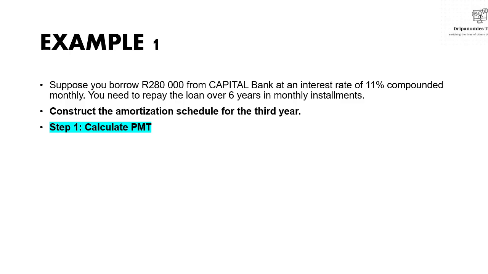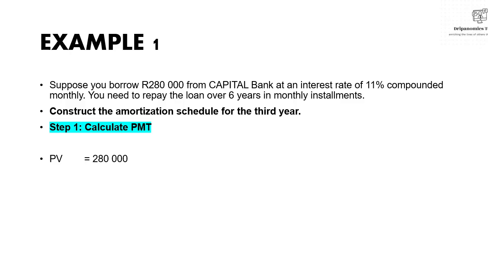Now, the first part, calculate your PMT. You cannot do an amortization schedule without calculating that PMT. The main question is: construct the amortization schedule for the third year. We're going to do that. But first, step one, you calculate the PMT using the information given above. PV: when you borrow money and the bank gives you money, they give you that money today, so it's the amount of money that you have today. That is your present value.